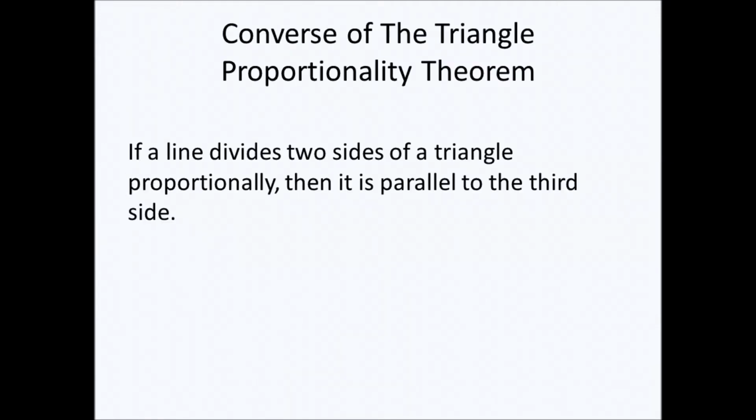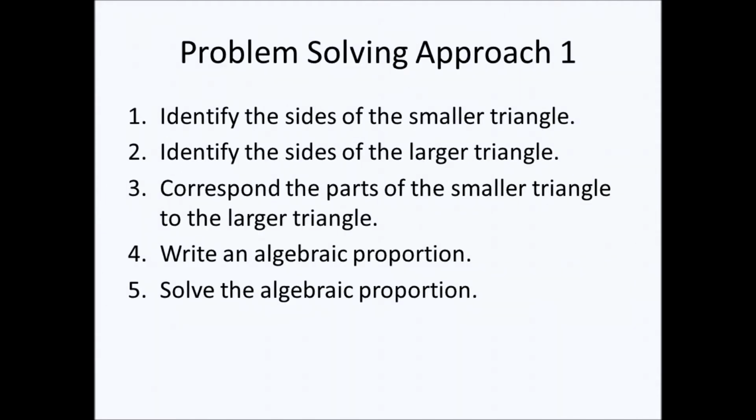The converse of the triangle proportionality theorem states that if a line divides two sides of a triangle proportionally, then it is parallel to the third side. There are two problem-solving approaches. Here's problem-solving approach number one.